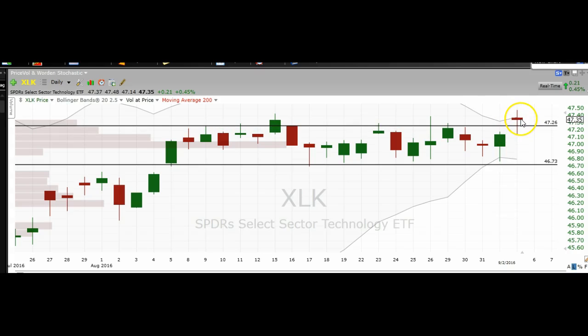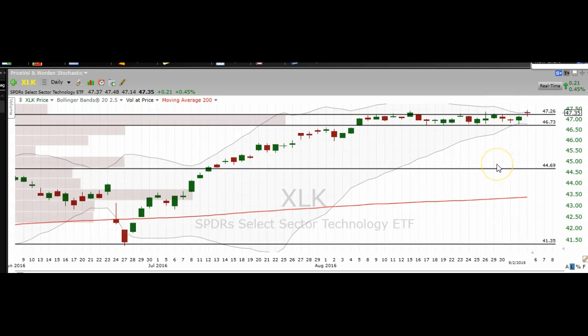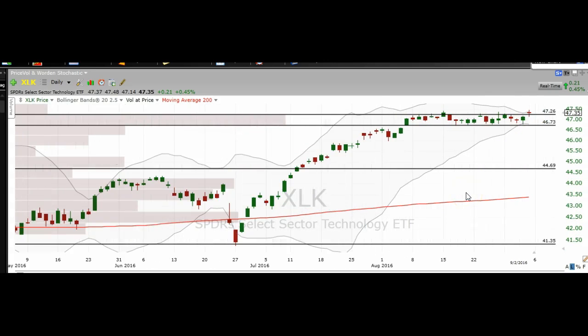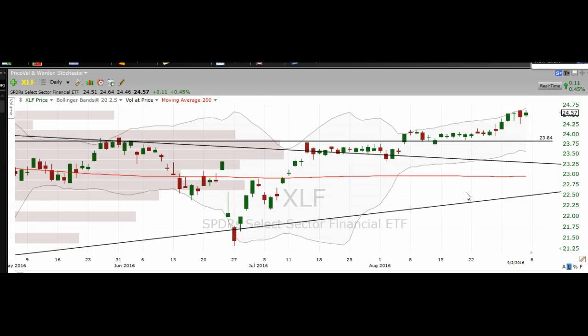A gap up is bullish, so we close over this box. If we hold this $47.25 level on a closing basis again on Monday, I expect an explosive move on the technology sector of the S&Ps. All right, let's look at the next.